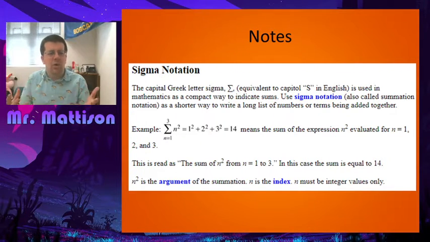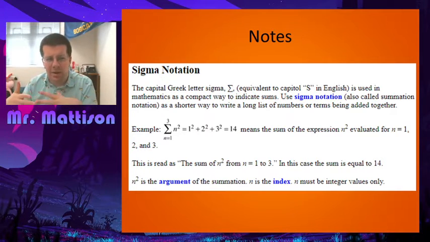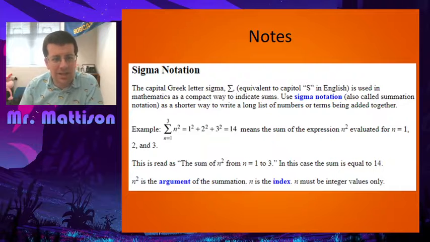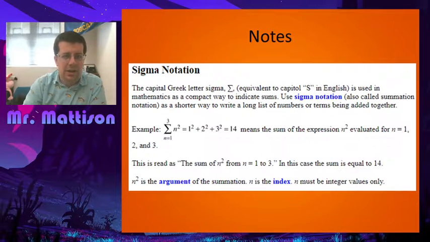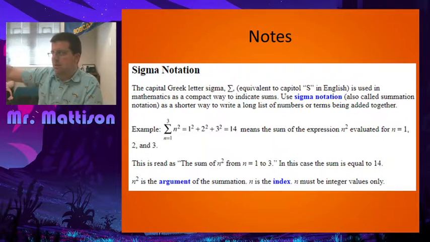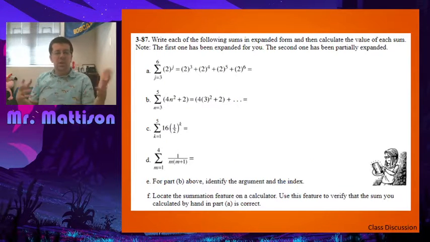Okay, so that's kind of what these mean. The n squared part, that's called the argument of it. The n part, where it's between 1 and 3, that's the index. Don't worry too much about those particular terms. The argument you'll probably talk about a bit more, but in general, that's just what sigma notation is for. And it lets us do these summations a whole lot faster and more efficiently than trying to write out, do this for this number, this number, this number, and so forth. Right? Okay, so let's try that out.